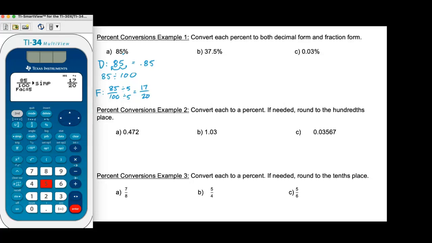Now it reduced both of these by 5, just like we did here, and this is the lowest terms. You can't reduce any more, but sometimes it is helpful just to keep doing it until you see that 1 there, and that tells you can't do it any further. So it's just confirmation that you got the lowest terms. So those are our decimal and fractions for 85%.